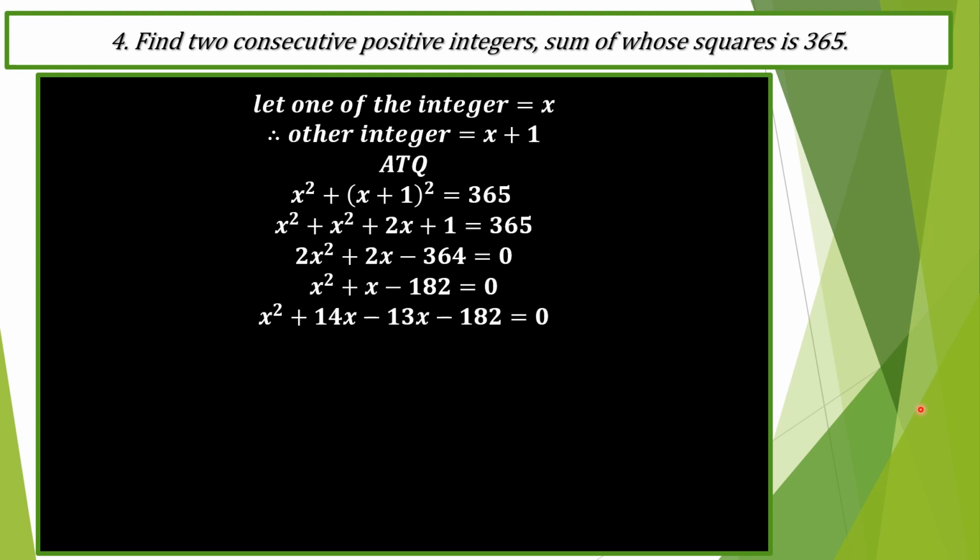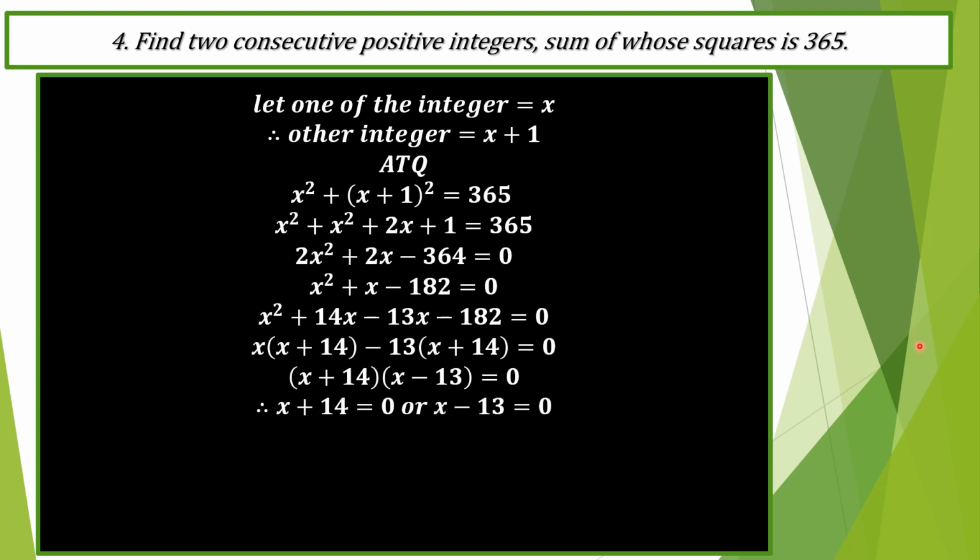Further, by splitting the middle term, again 14 minus 13 is 1, and 14 into 13 is 182, because the 1 is negative, so we'll follow the same procedure. x is common in the first two terms, 13 is common in the next two terms, minus 13 is taken outside, that's why this is a plus sign. Remember these small things to avoid mistakes in questions and calculations.